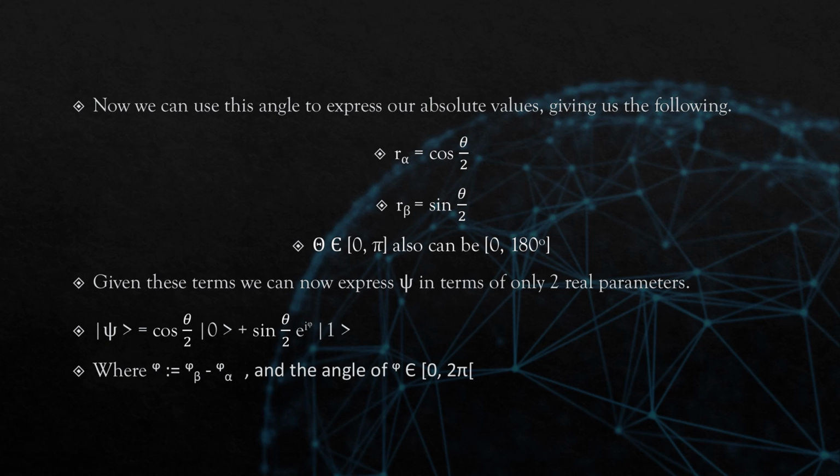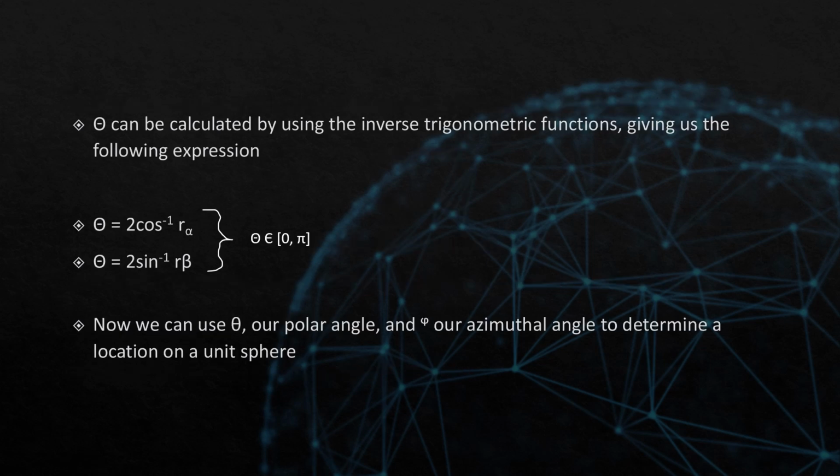So theta can be calculated using the inverse trigonometric functions, giving us the following expressions. Theta equals 2 cos to the power negative 1 R alpha, and theta also equals 2 sine to the negative 1 R beta, where theta is an element between 0 and pi.